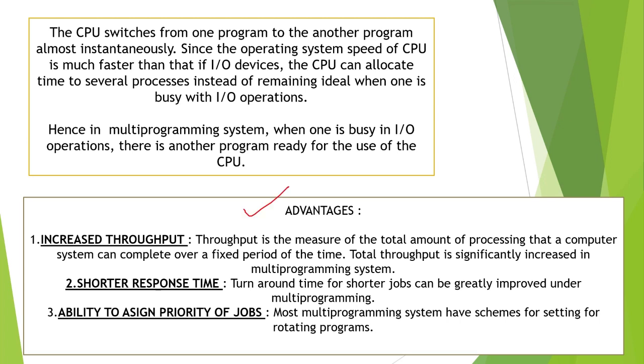So the advantage of multiprogramming is increased throughput. First of all, let's understand what throughput is. Throughput is the measure of the total amount of processing that a computer system can do in a fixed period of time. It means how many processes a computer performs or executes per unit of time.